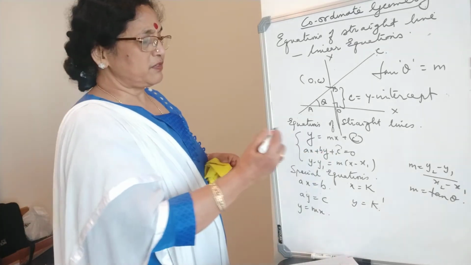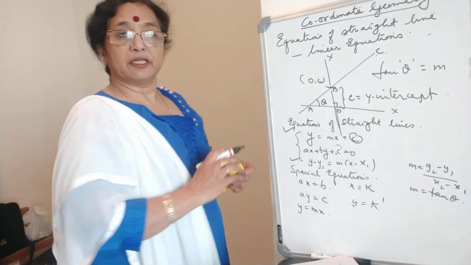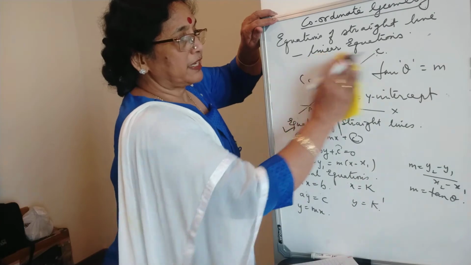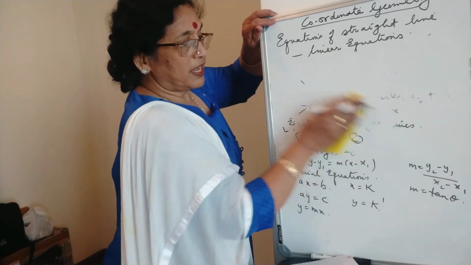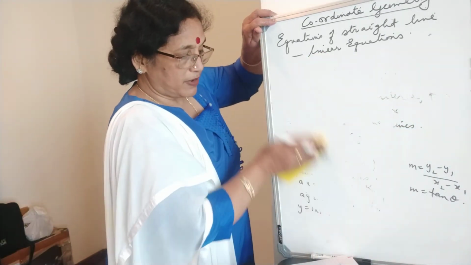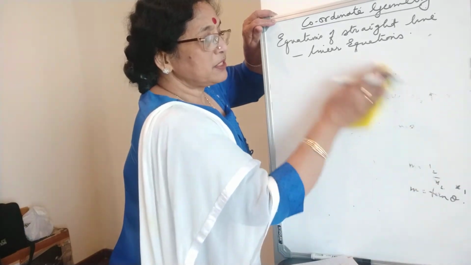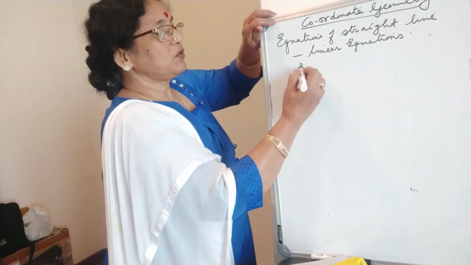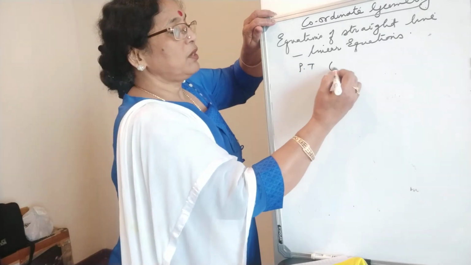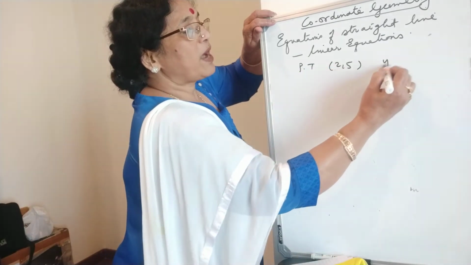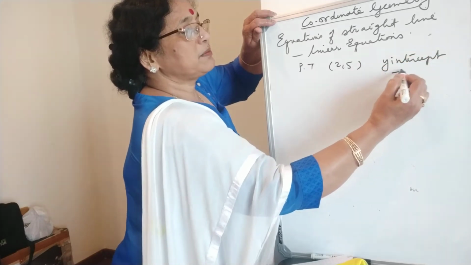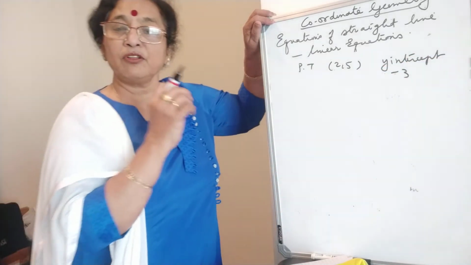What in ICSE we basically need is this and this. Suppose I say find the equation of a line. Find the equation of a line passing through (2, 5) and y-intercept is minus 3. So passing through (2, 5) and the y-intercept is minus 3. I told you just now.